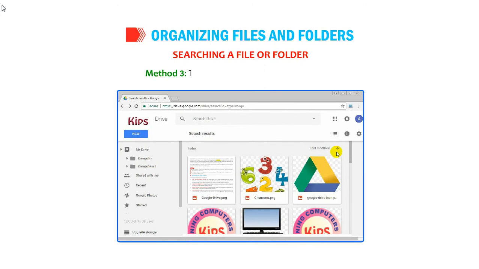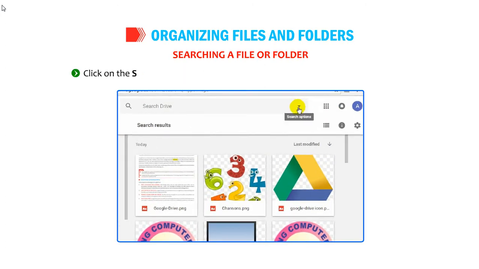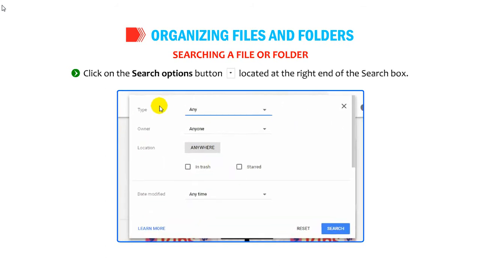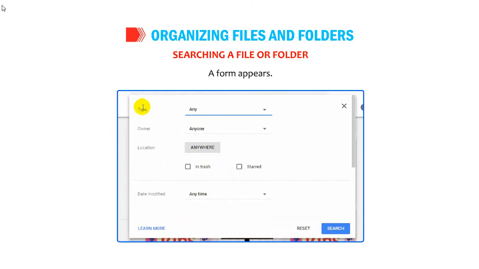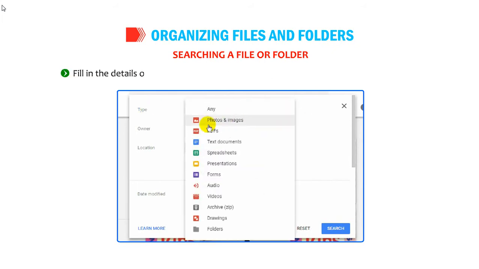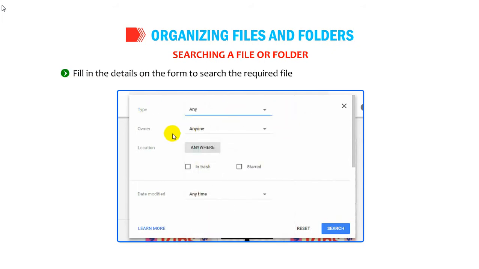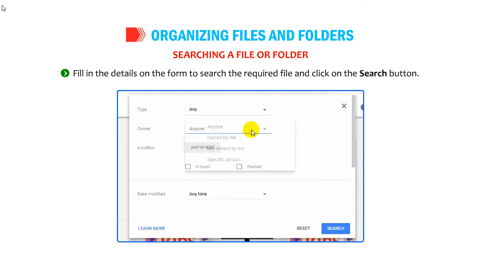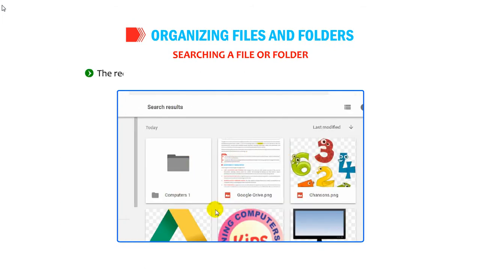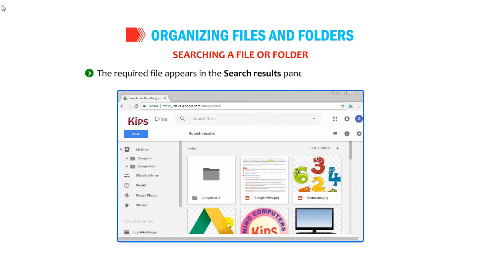Method 3. To search a file using search options. Click on the Search Options button located at the right end of the search box. A form appears. Fill in the details on the form to search the required file and click on the Search button. The required file appears in the search results pane below the search box.